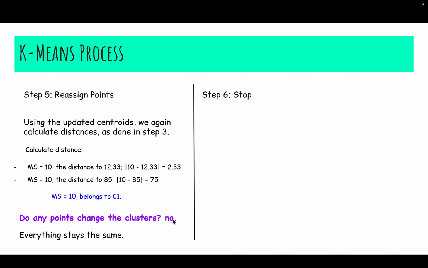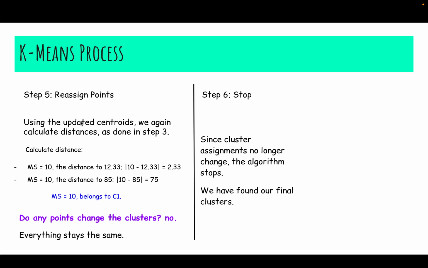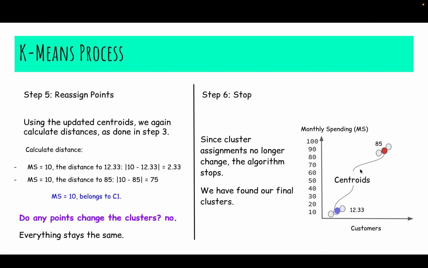So if there is no change in data points moving from one cluster to another cluster when we reassign the points, then we have to stop our k-means process. Since the cluster assignment no longer changed, the algorithm stops. We have found our final clusters. So this is our final cluster now, which is 12.33 and 85.